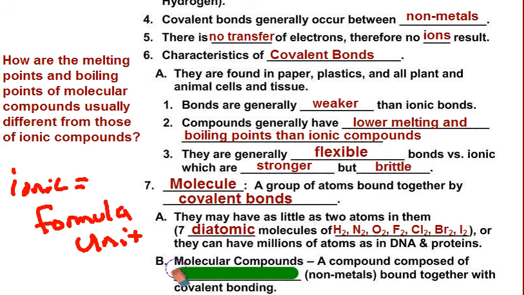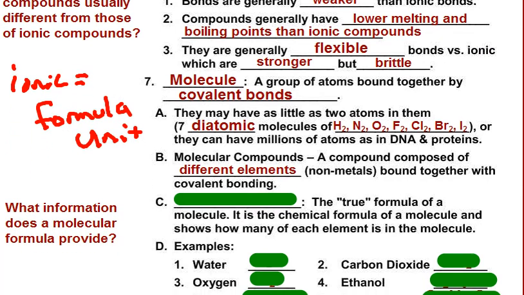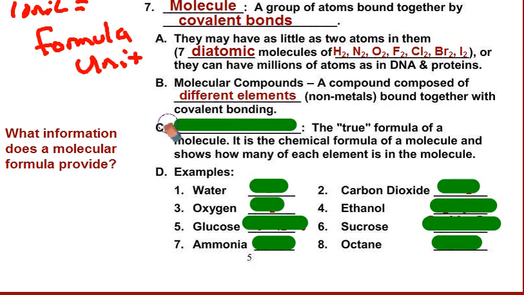Okay, when they make these, they make molecular compounds. Now, a molecular compound is composed of different elements that are nonmetals that are bound together with covalent bonding. Okay, and so the way we write these is using their molecular formula, and this is the true formula of the molecule. It is the chemical formula of the compound, and shows how many of each element is in the molecule, as opposed to, again, the formula unit, which is just the whole number ratio of the ions in an ionic compound. The molecular formula tells you what atoms are in each molecule of the compound.